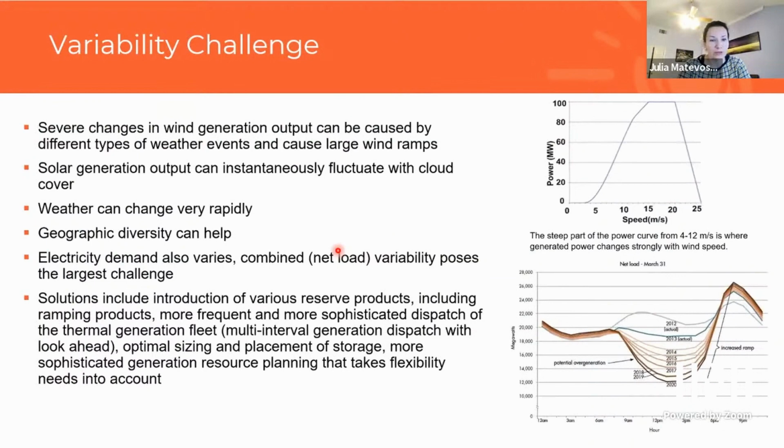So now I switch gears to talk about variability. There can be severe changes in wind generation output that are caused by different types of weather events. And this can cause large ramps.